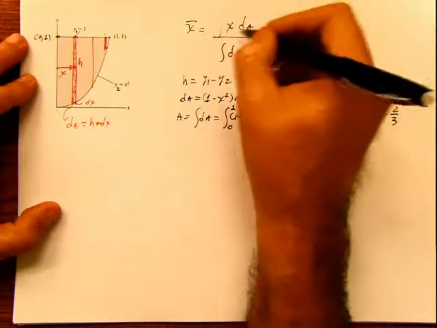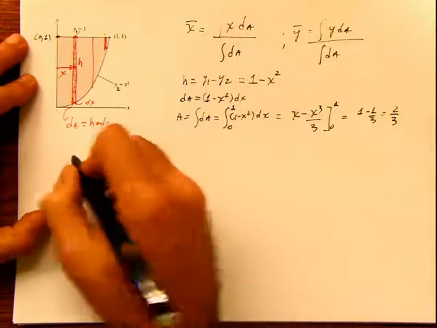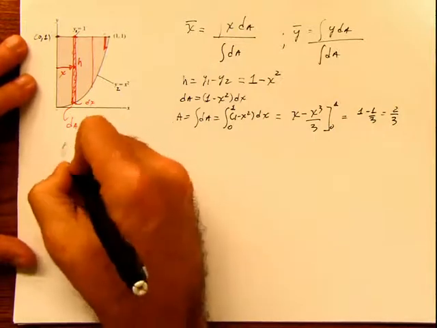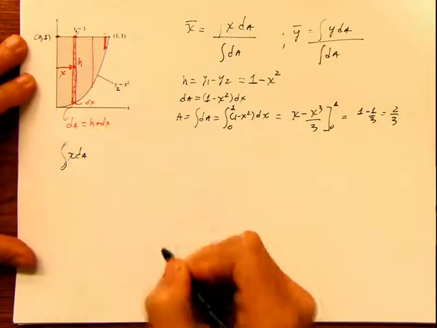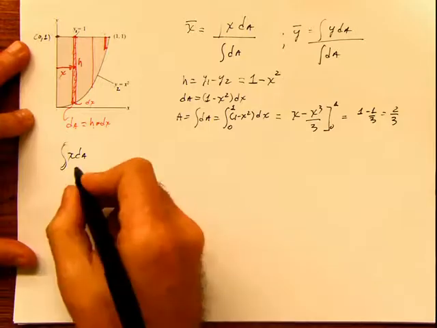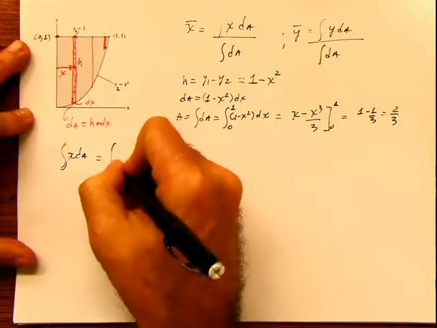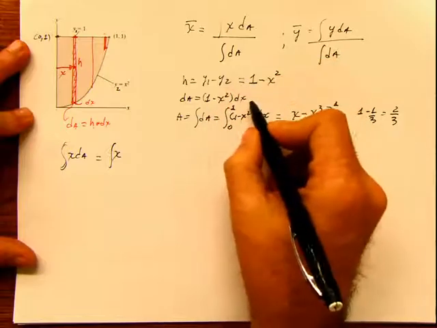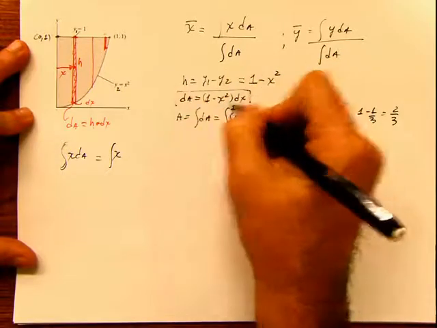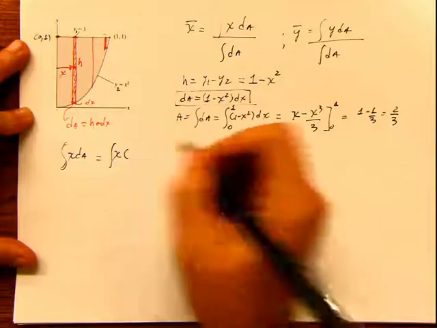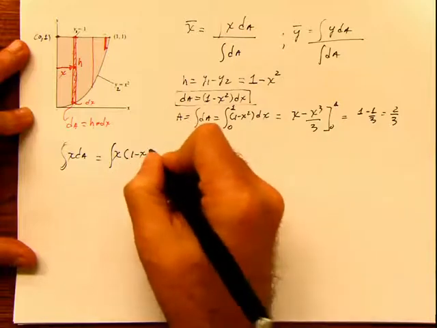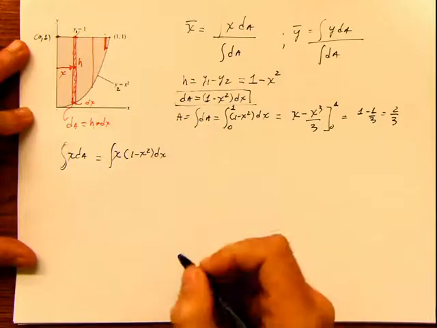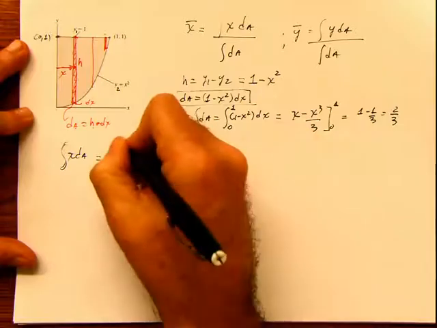Now I'm going to solve the top integral, the integral of x dA. The integral of x dA is the integral of x multiplied by dA, and dA is the expression we calculated before. So it's x times 1 minus x squared dx, from 0 to 1 also, because I'm measuring in the same direction.